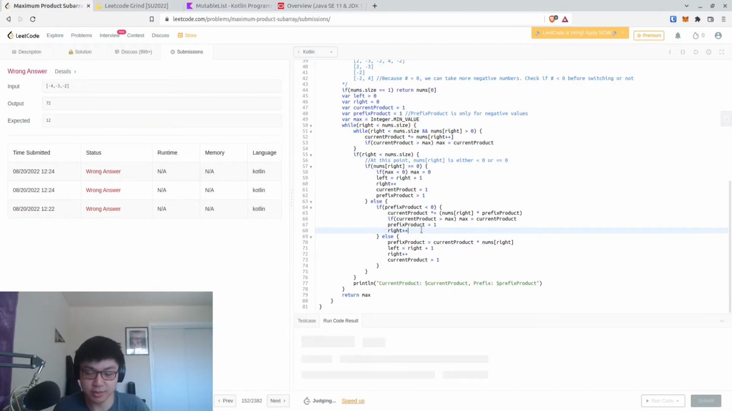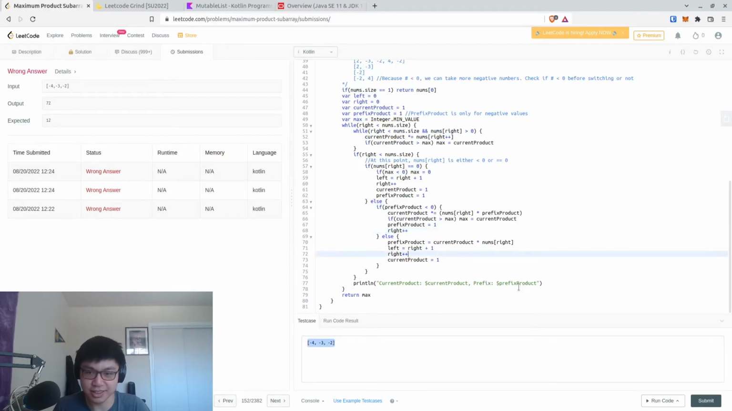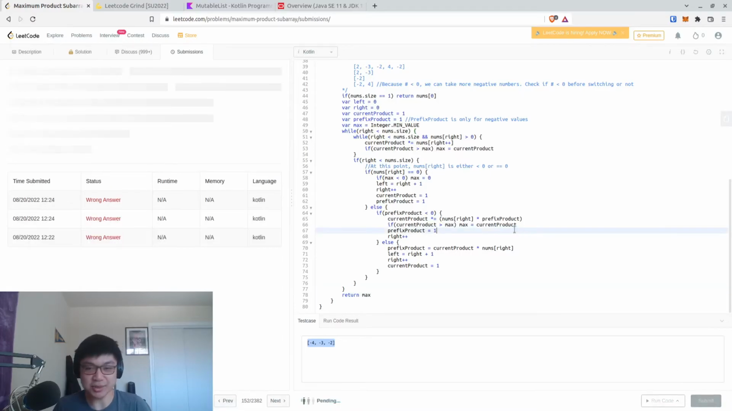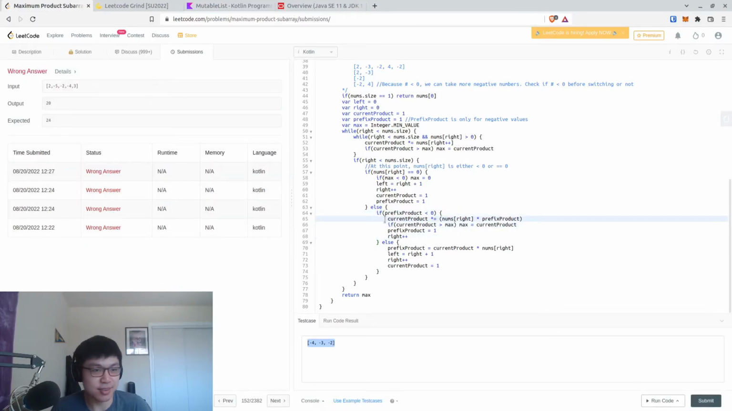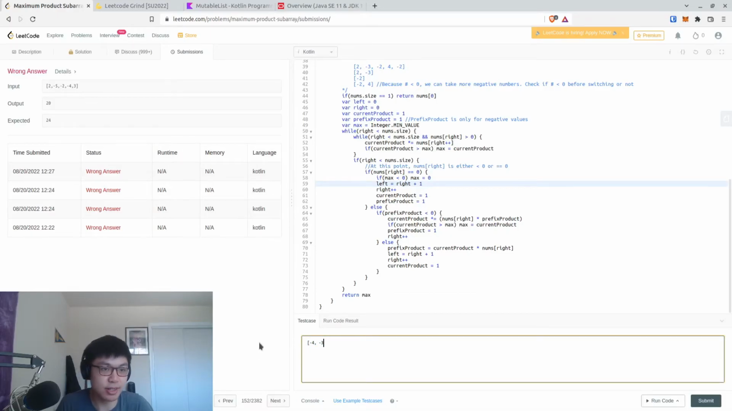Was it just me forgetting to increment right there? Yeah, that looks like it was the case. This is why I'm just not comfortable really working with indices because it's so easy to get things wrong. Let's see what's going on there.